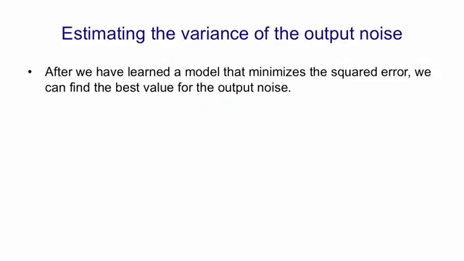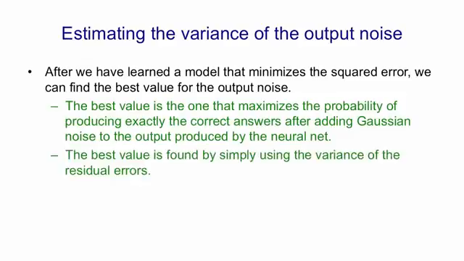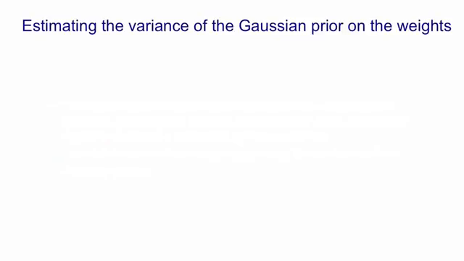I'm now going to describe a simple and practical method developed by David MacKay for making use of the fact that we can interpret weight penalties as the ratio of two variances. After we've learned a model to minimize squared error, we can find the best value for the output variance, and the best value is found by simply using the variance of the residual errors. We can also estimate the variance in the Gaussian prior for the weights.